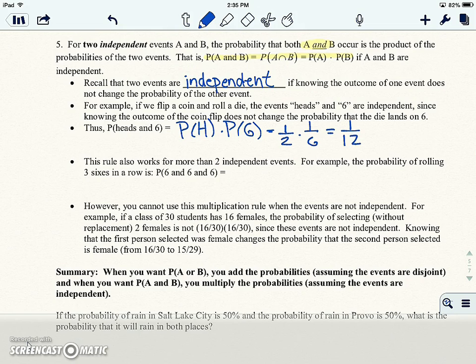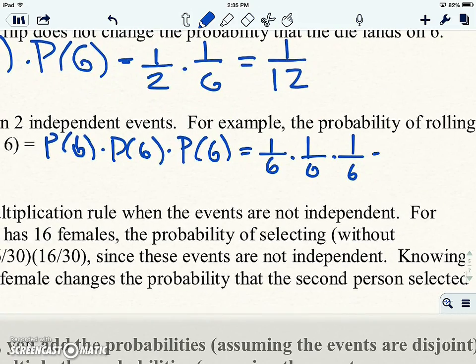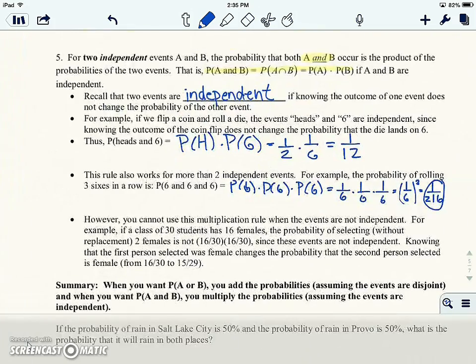This rule also works for more than two independent events. For example, the probability of rolling 3 6s in a row is the probability of 6 times the probability of 6 times the probability of 6, which is 1/6 times 1/6 times 1/6. You could say 1/6 cubed, but careful that you don't screw that up. And either way, the answer is 1 in 216. Pretty slim chance of that happening if you have a fair die.